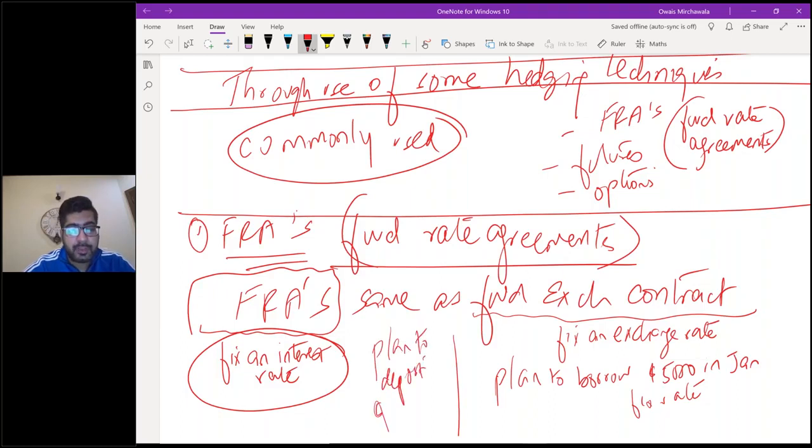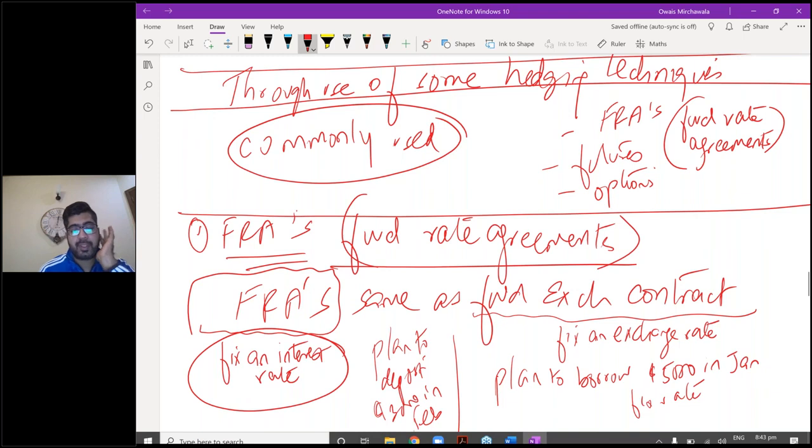Similarly, you plan to deposit $3,000 in Feb. What is the risk? The rates may go down. You fix a rate. Okay, let's fix a rate. Enter into a forward rate agreement at 8%. The rate is fixed at 8%, no matter whatever the rate is, even if it falls, you'll still get 8%. This is the FRA.